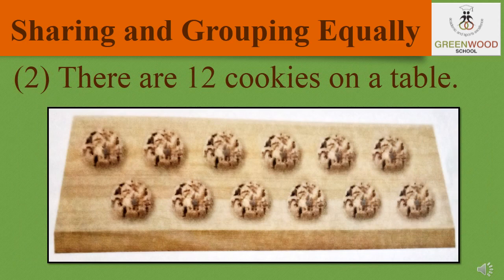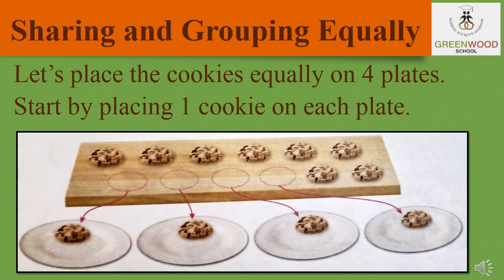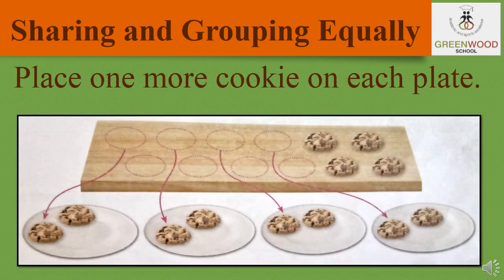Second example. There are 12 cookies on a table. Now we have to share this equally into 4 plates. Let's see how we will do it. Let's place the cookies equally on 4 plates. Start by placing 1 cookie on each plate as shown in the picture. Now again some cookies have been left. So again we'll start placing one by one in the given 4 plates. Place one more cookie on each plate.